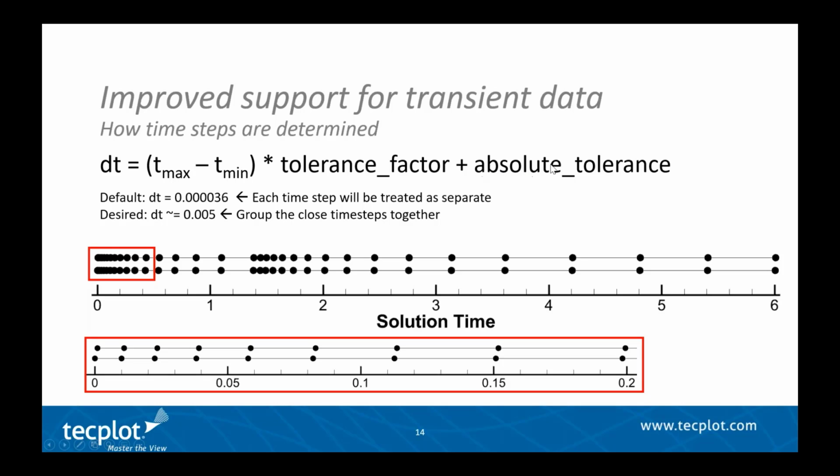In earlier releases, we did not have this absolute tolerance. So in this case, with a maximum time of 6 and a minimum time of 0, this would result in a delta time of 0.000036, which would indicate that each one of these time steps would be considered a separate time step in Tecplot. So as you advance through time, you'd see this data, and then this one, and then this one, and then this one. So you'd have more time steps than you really wanted in your data set.